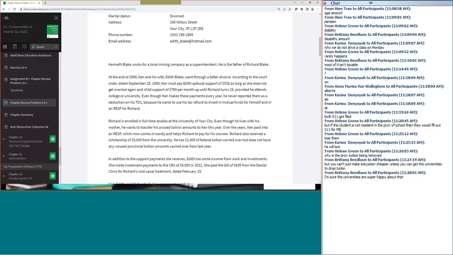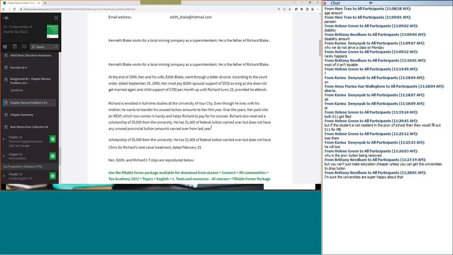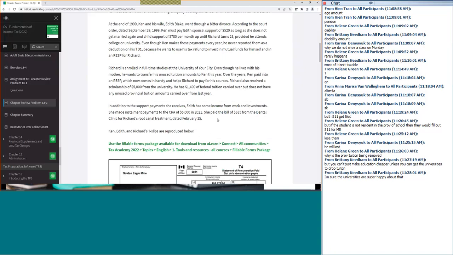Okay, so he's making support payments. He's not adjusting for it with his employer for his tax return. He plans to use his tax refund to invest in mutual funds and to put money into an RESP for Richard. Okay, Richard is enrolled at the university. For me, it's the University of Winnipeg. Even though he lives with his mother, he wants to transfer the tuition to Ken this year because Ken is the one funding his RESP, and Richard thanks him for his help.